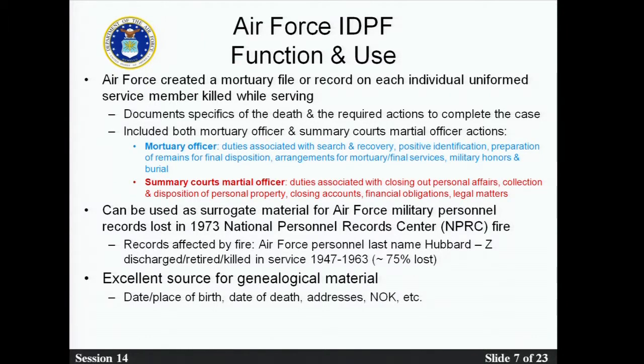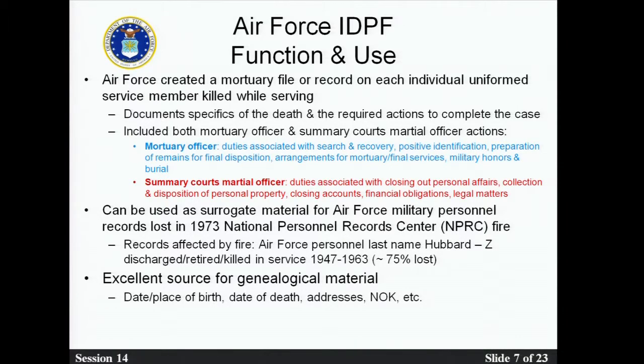Interesting in this design is the fact that there are largely 2 roles performed. One as the mortuary officer, which was a permanent position established at the base level, wing, or installation, and that person would spring into action when something happened and would be responsible for basically recovering the body, making a positive identification, and then, of course, making all the arrangements for the final internment.